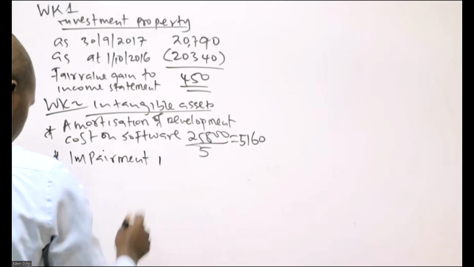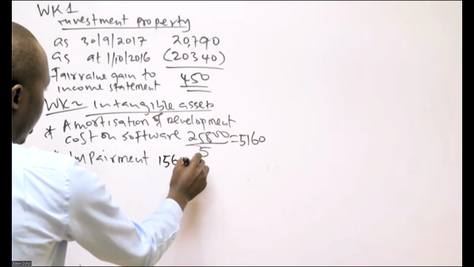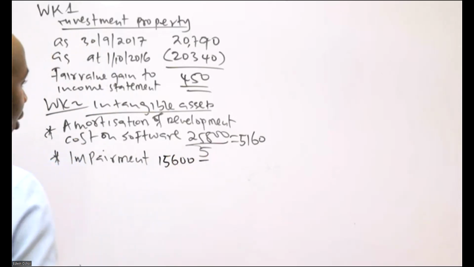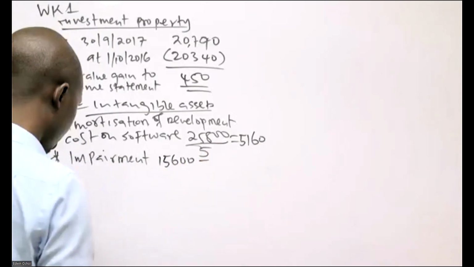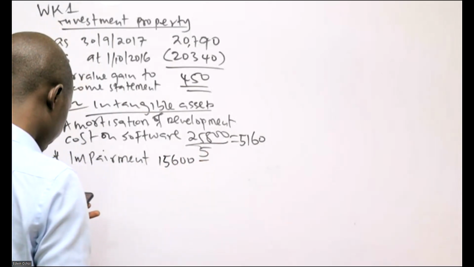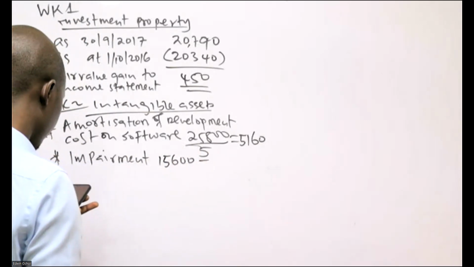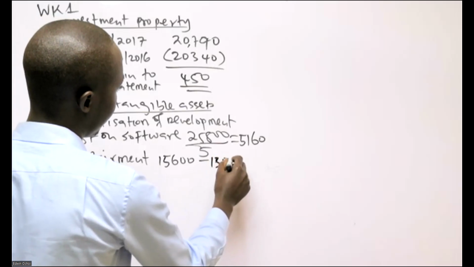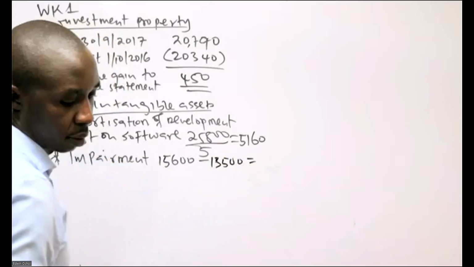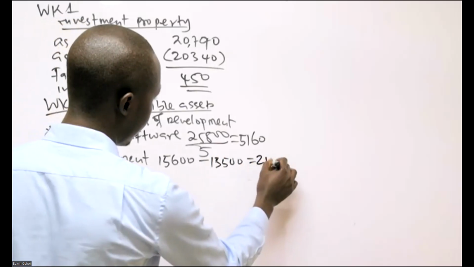So it was stated at 15,600. They are giving us a fair value after measuring. In that same year, its fair value was 13,500. And we have a difference of 2100. That is 2100.